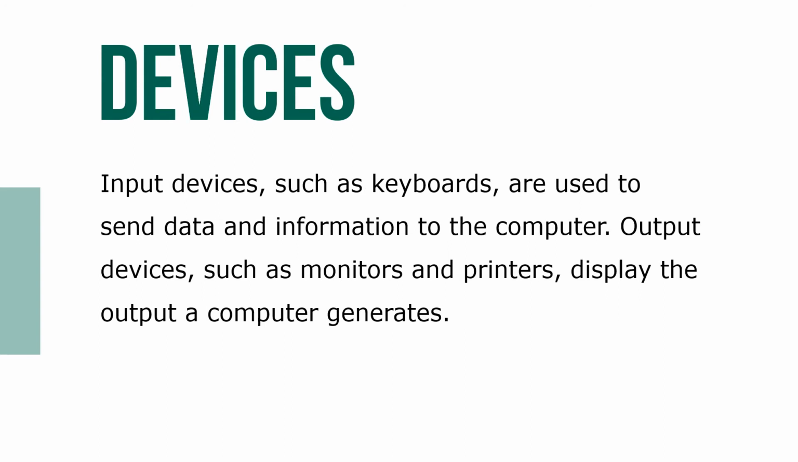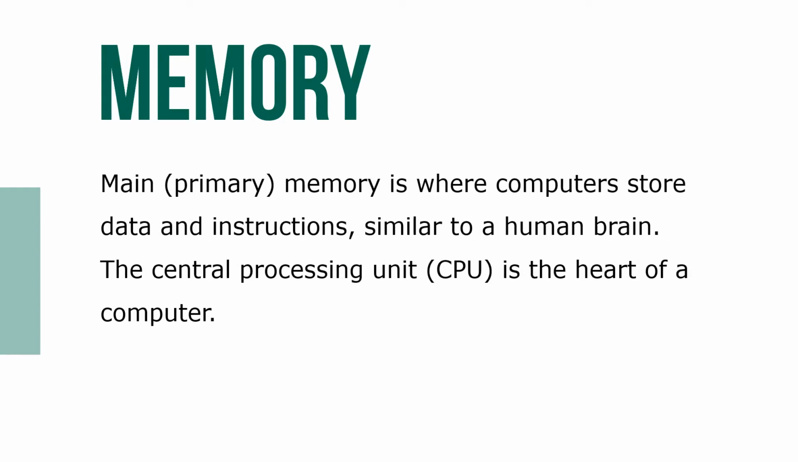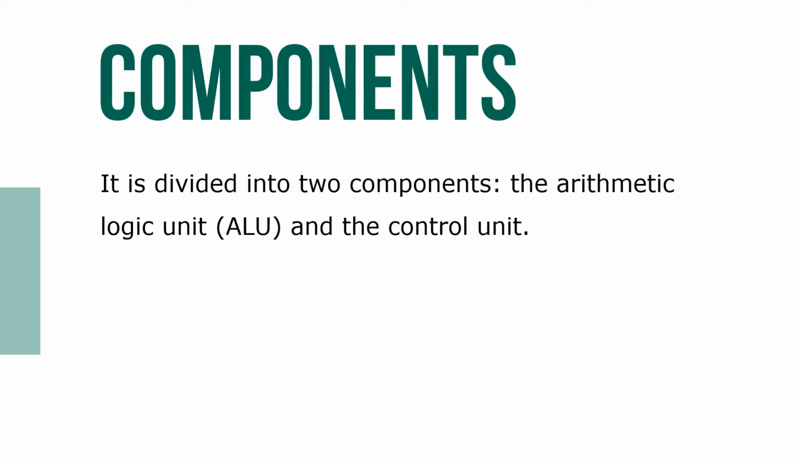Input devices, such as keyboards, are used to send data and information to the computer. Output devices, such as monitors and printers, display the output a computer generates. Main or primary memory is where computers store data and instructions, similar to the human brain. The central processing unit, known as the CPU, is the heart of the computer. The CPU is divided into two components, the ALU and the control unit.